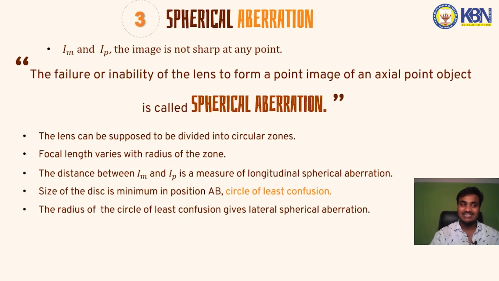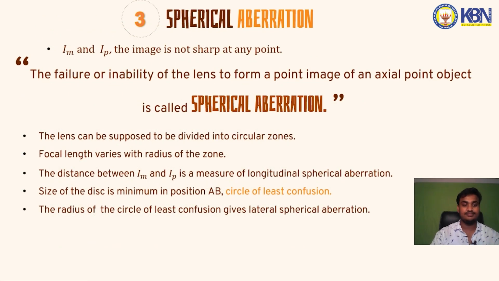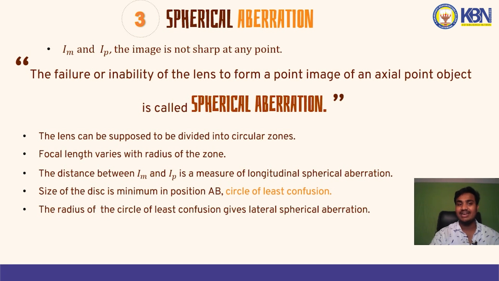The size of the disc is minimum in the position AB. Here you can see in the position AB the size of the disc is minimum, which is called the circle of least confusion. The radius of the circle of least confusion gives the lateral spherical aberration, or you can say the transverse spherical aberration. The distance between IM and IP is a measure of the longitudinal spherical aberration.